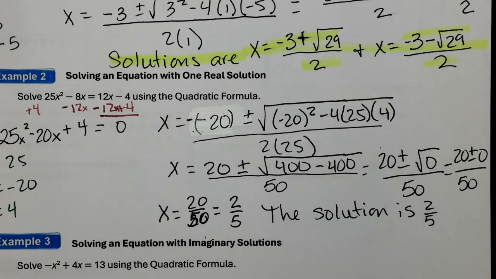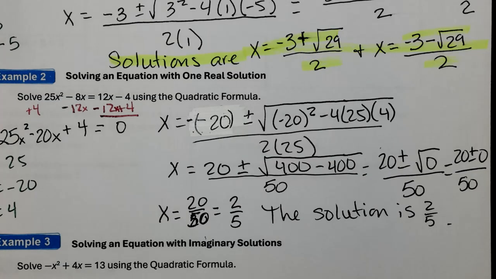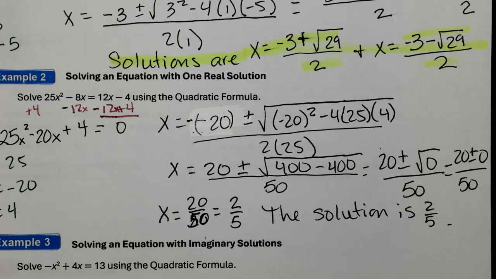So what does that mean? That means your graph only crosses the x-axis one time. All right, it only crosses it one time. Most of the time when it only crosses it one time, that means that's your vertex. All right, moving on to example 3.